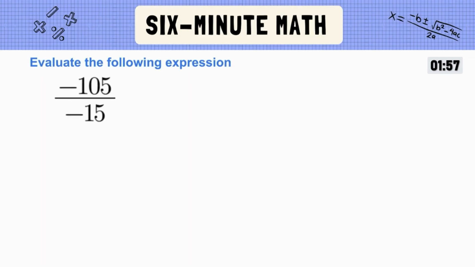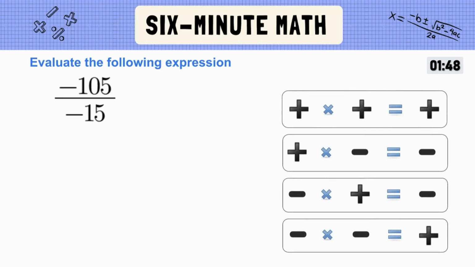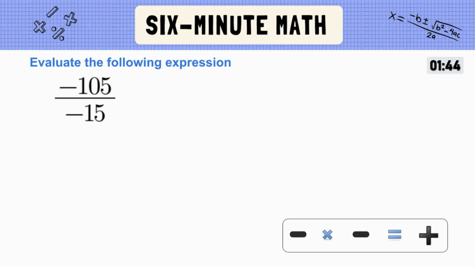Let's evaluate -105 divided by -15. I have a negative divided by a negative. That tells me my result is going to be positive. And 105 divided by 15 is 7.